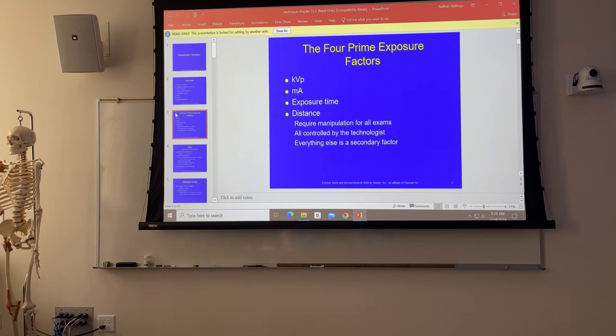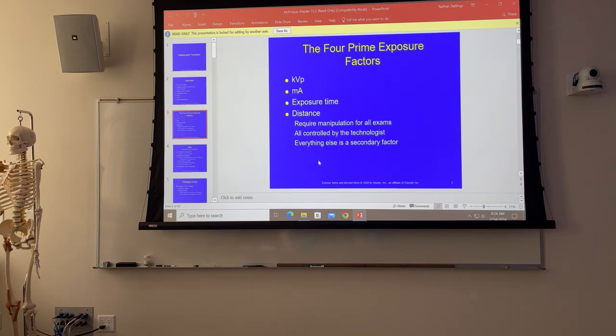So KVP and mass together primarily, but secondarily we can use distance as well. I'll talk about an instance where we actually had to use distance to affect a change in the exposure to the image receptor, here in a bit. So those are our prime factors. Everything else is secondary factor, and secondary factors might not always affect image receptor exposure directly, but they certainly can affect the output of the X-ray tube and what the X-ray tube will allow you to use as far as technique goes to make that exposure.